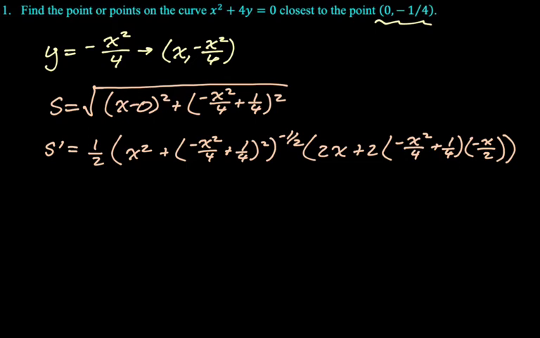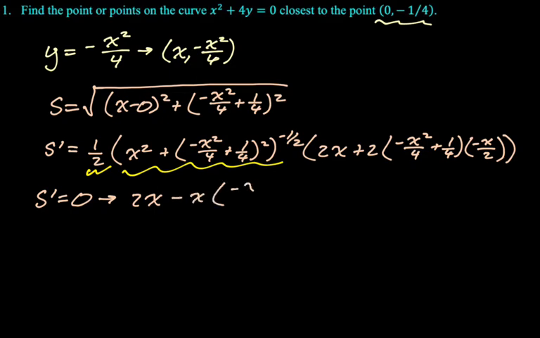So we want to take this thing and set it equal to 0. When we do that, something really nice happens. That 1/2, I'm going to multiply both sides by 2, so that 1/2 is gone. There's also this thing to the negative 1/2. I'm going to multiply both sides by that, and that's going to disappear. So both of these are going to disappear, and all I'm going to be left with is the stuff in that final set of parentheses. I'm going to simplify it: 2x, and then 2 and negative x over 2 give me just negative x, and then the quantity negative x squared over 4 plus 1/4. I have to set this equal to 0 and try to solve it.